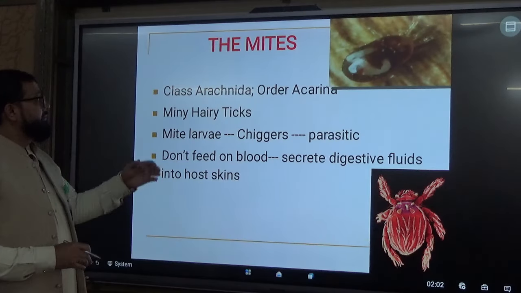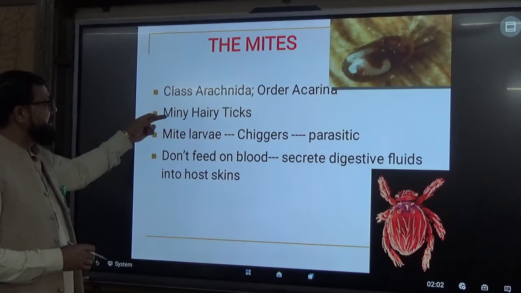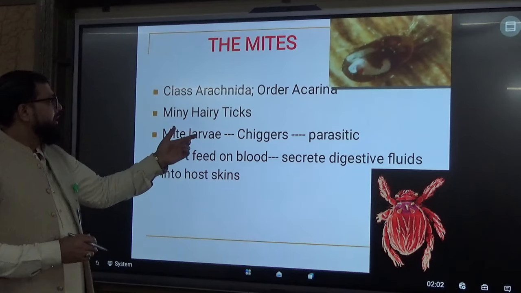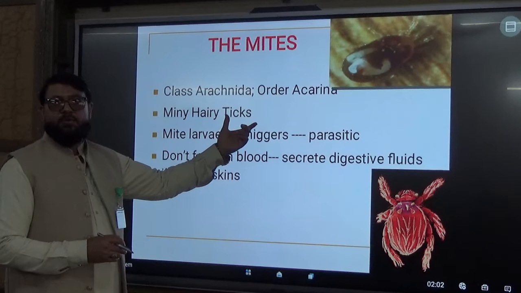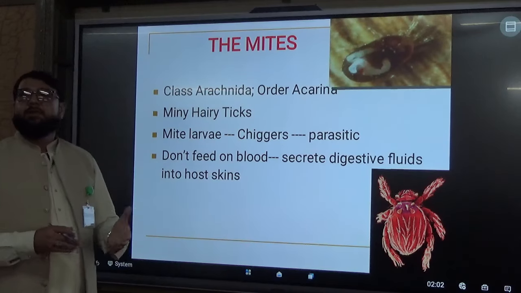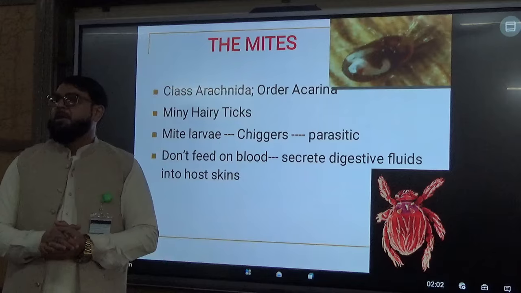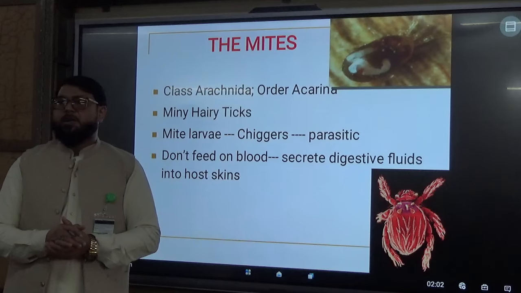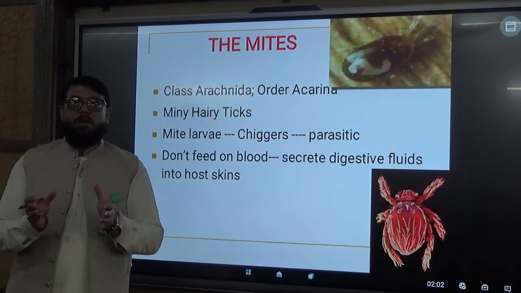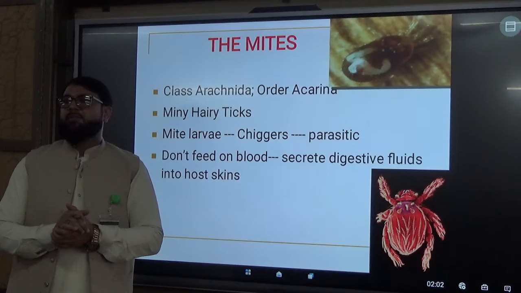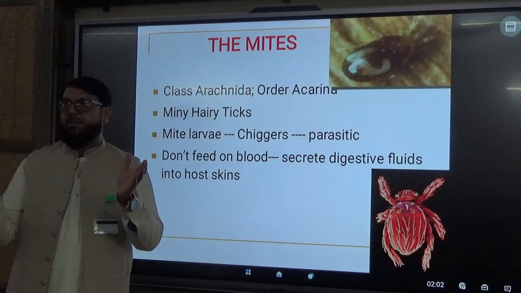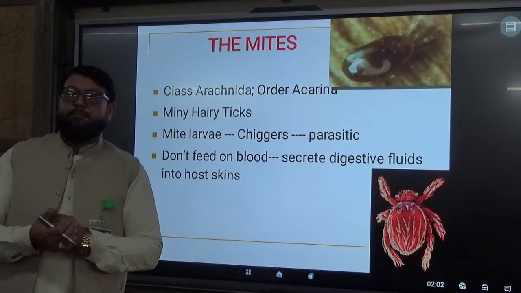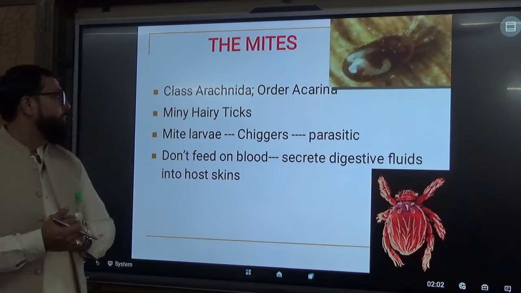So the mites are called mini hairy ticks. That's why we are referring back to the ticks once again, because they resemble ticks as far as the morphology is concerned. They have similar mouth parts as we talked about earlier. The labrum, labium, mandibles, and hypopharynx are all replaced with the palps or pedipalps, a pair of chelicerae, and a ventrally placed hypostome.